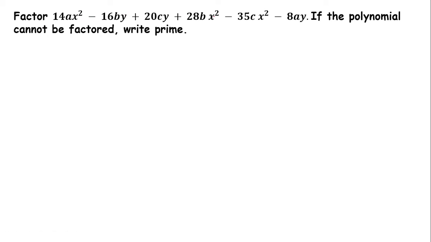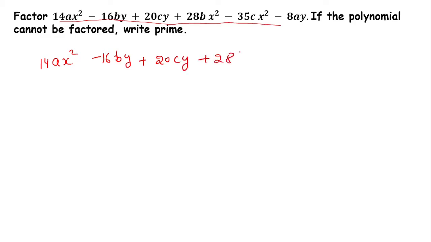Factorize these 6 terms. It's a polynomial, my dear. You can check it. This is a polynomial. If you don't know what a polynomial is, just check on my channel and you will find what a polynomial is. And I want to factorize this. Let's see how to factorize this. There are 6 terms, my dear: 14ax square, 16by, 20cy plus 28bx square minus 35cx square minus 8ay.